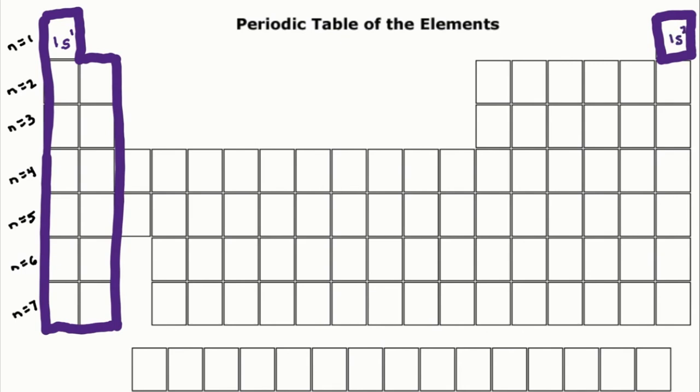Now I'm going to go down here. Now I'm in the second energy level, I'm in s, and I have only 1 electron because I've started a new principal energy level. Same thing here, 2s, but now I have 2 electrons. So you can start to see a pattern. Now I'm in 3s, so I've got 1 new electron. So you guys can fill this in.